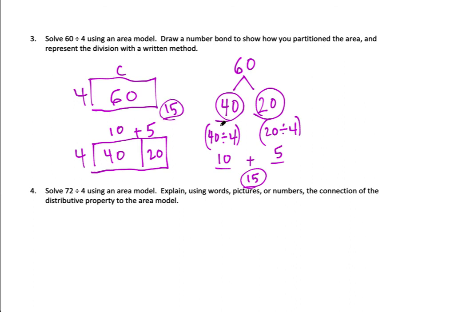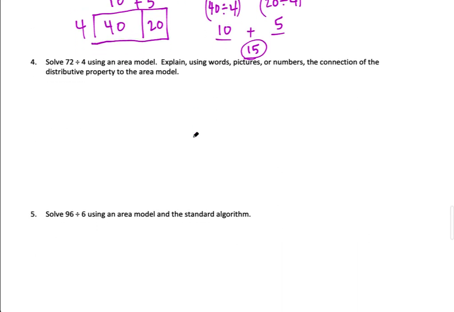There we go. So what's the answer? It's 15. So let's write an equation here. 60 divided by 4 equals 15. Ta-da! Easy. Hope you get the hang of this. And it works really good, especially when you have a 2-digit dividend. I love the number bond or area model. Works great.